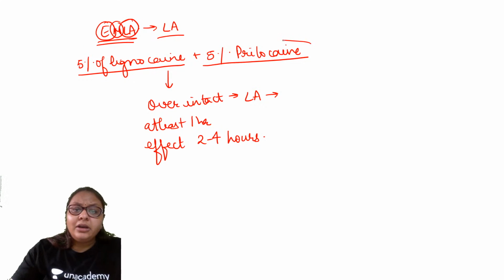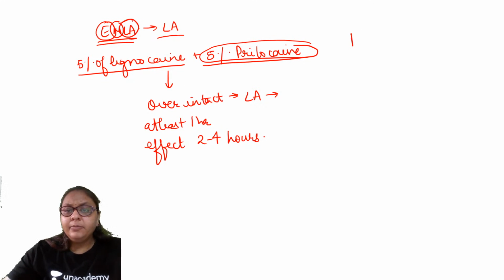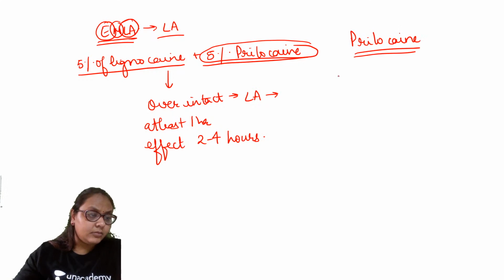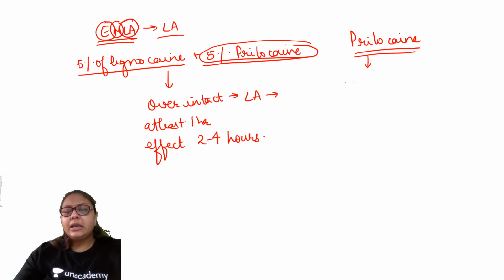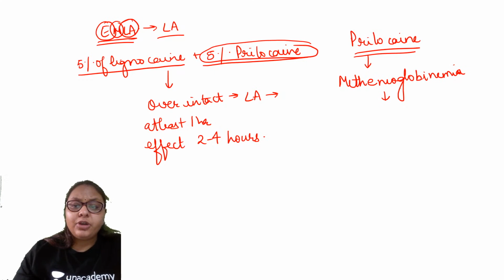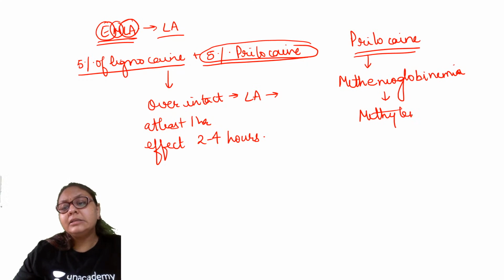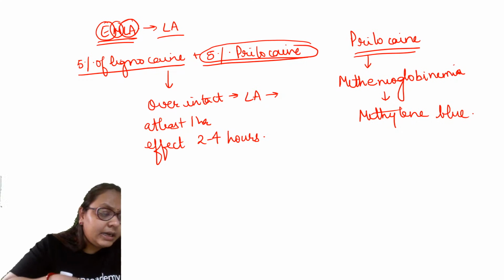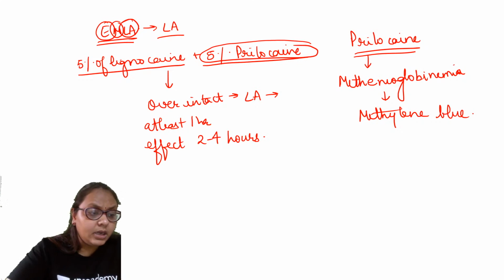Now, can you tell me one of the side effects of prilocaine? Prilocaine can cause methemoglobinemia. One liner question: what is the treatment for methemoglobinemia? That is methylene blue. Is it clear? Any doubts in this?